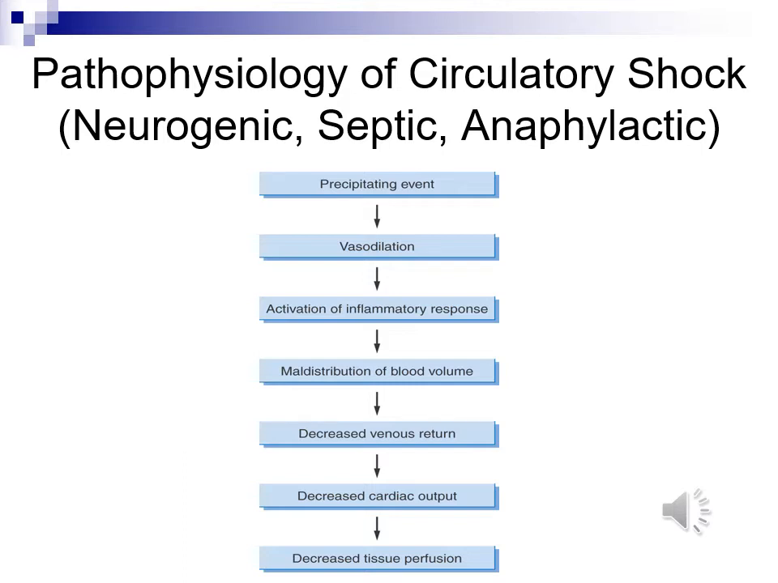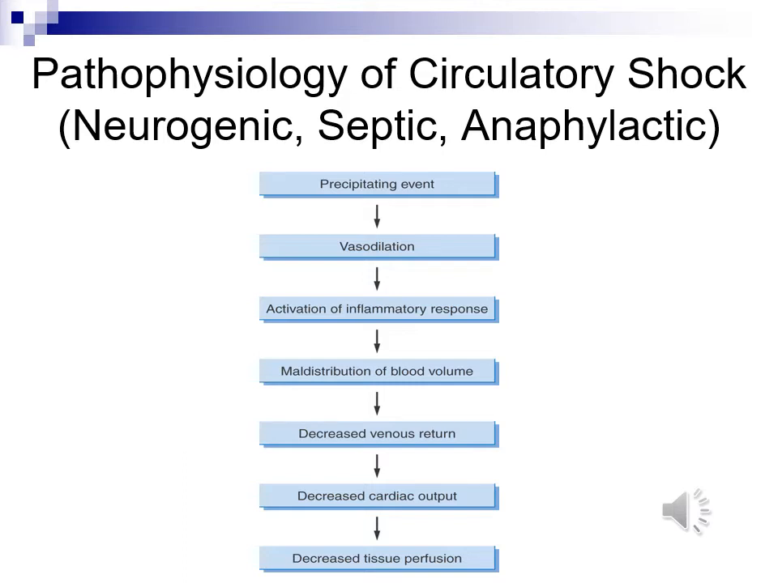So there's a precipitating event. It may be a brain or spinal cord injury. It may be an infection or an allergic reaction. Then there's massive vasodilation, both arterial and venous, and the blood begins to pool in the peripheral blood vessels. Then to complicate things, the body enacts the inflammatory response.